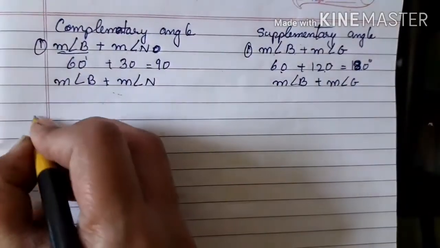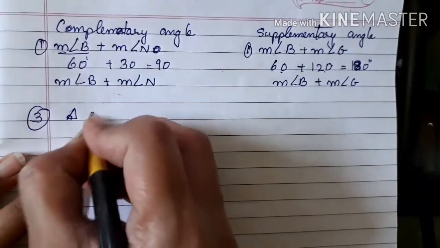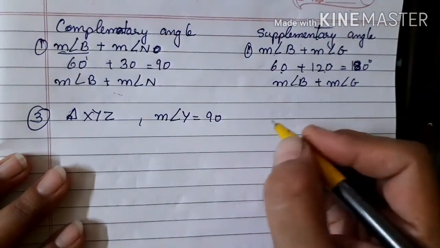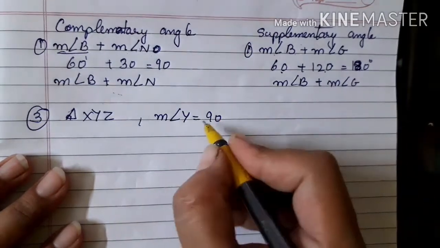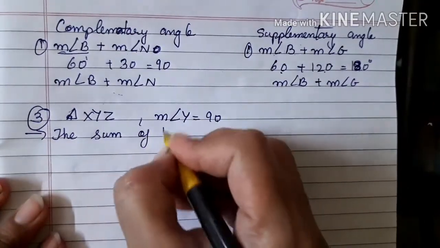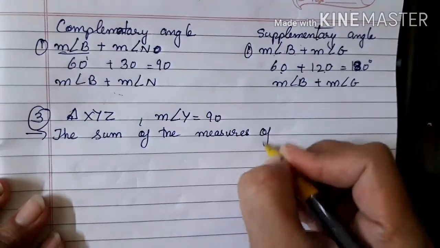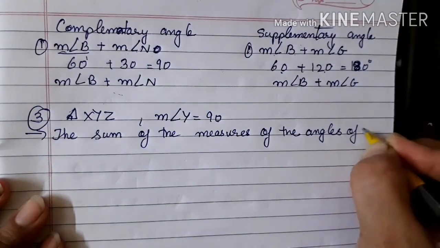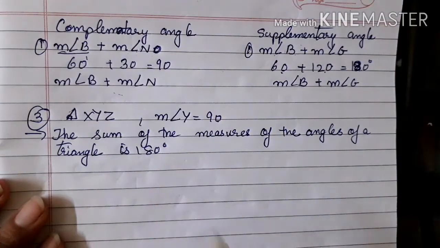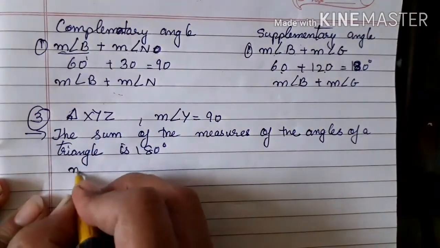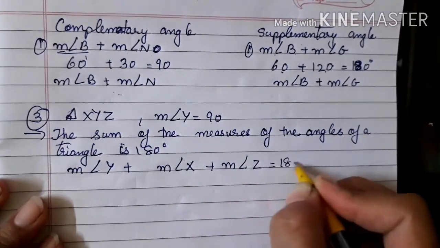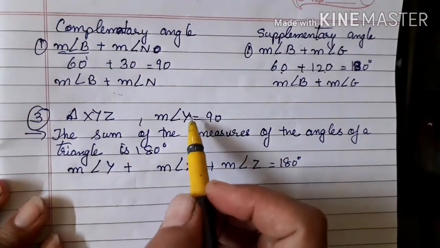Okay, so I'll move towards question number 3, that is triangle XYZ, measure of angle Y is equal to 90 degree. What kind of pair do angle X and angle Z make? Okay, now for that we have only got one angle. Now, this is how you all have to solve it, supposing the sum of the measures of the angles of a triangle is 180 degree. Got it? So measure of angle Y plus measure of angle X plus measure of angle Z will give you 180 degree. Okay, one angle has been given to you, so put its value.